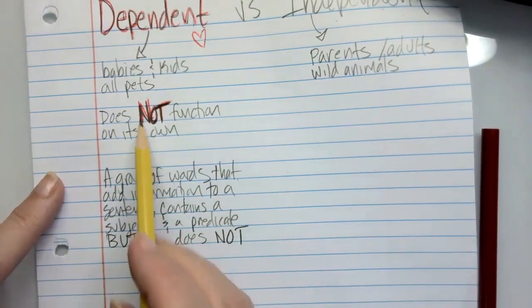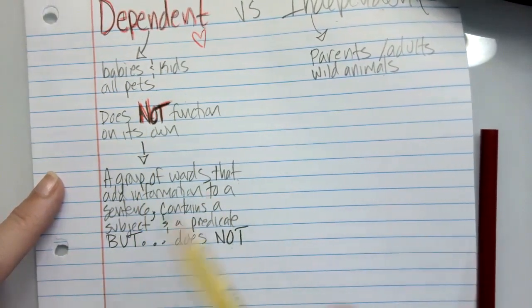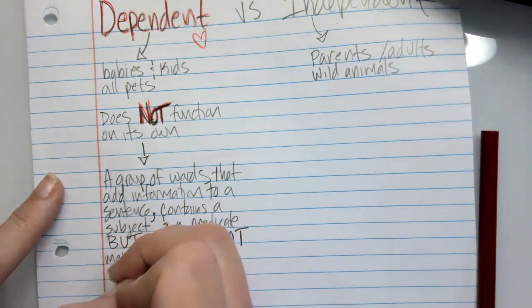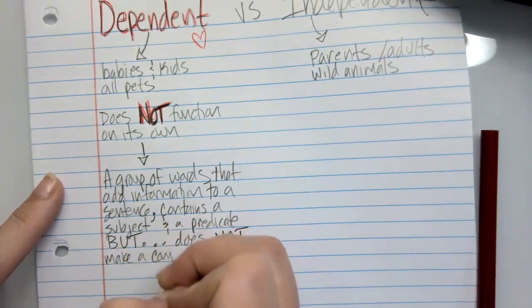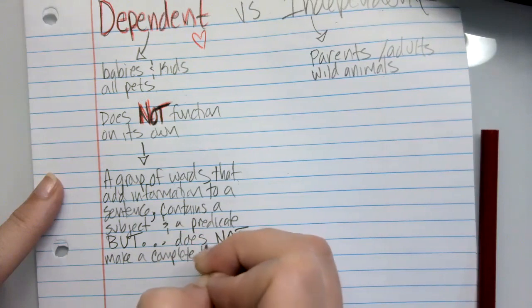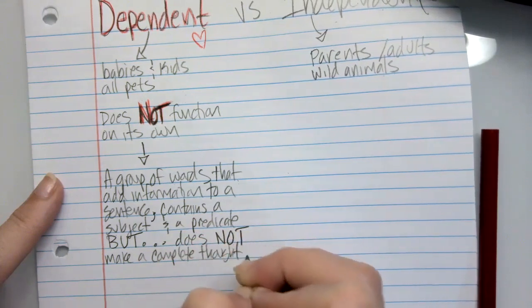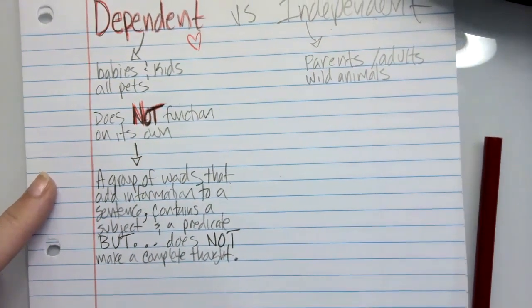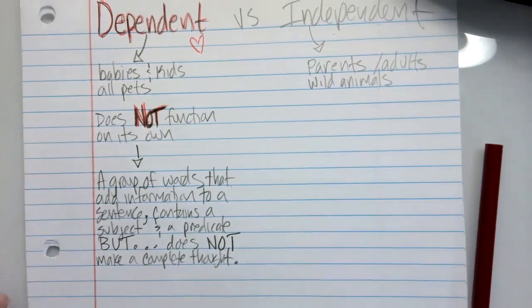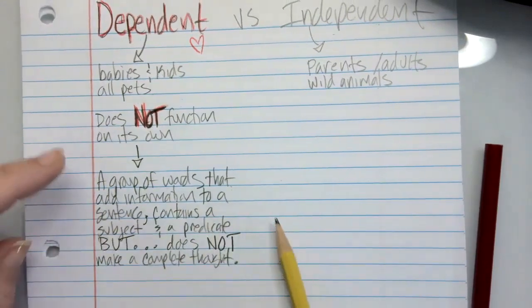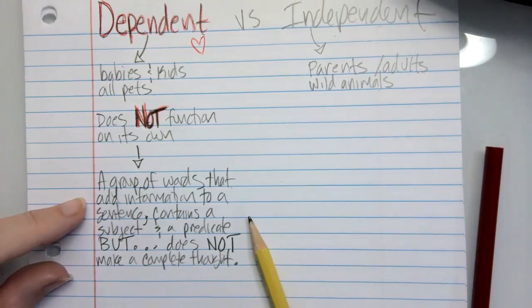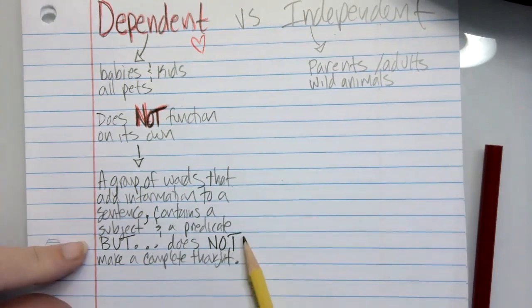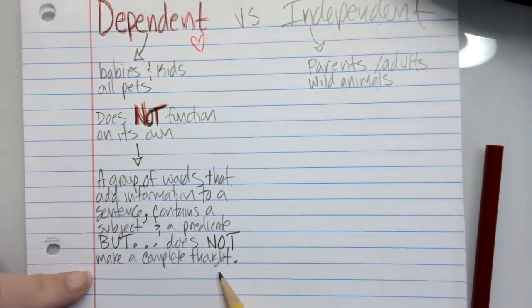Here we have that bolded not again, okay? Does not make a complete thought. If I'm moving too fast for you, you know what? You just remember that this is recorded and you can pause this video, okay? So a group of words that add information to a sentence contains a subject and a predicate, but it does not make a complete thought.